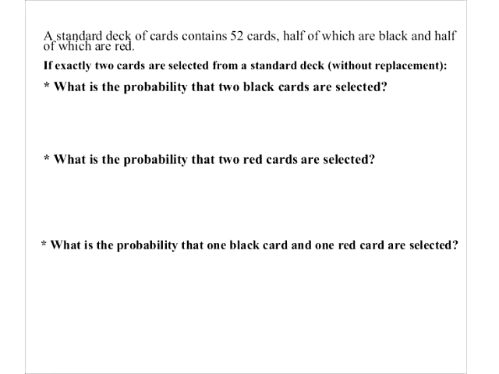A standard deck of cards. You've got 52 cards. Half of them are black and half of them are red. So 26 black cards, 26 red cards. If you take 2 cards from a deck without replacement, meaning you take 2 different cards, what is the probability that both of the cards are black? Text box, please. How do you do that?